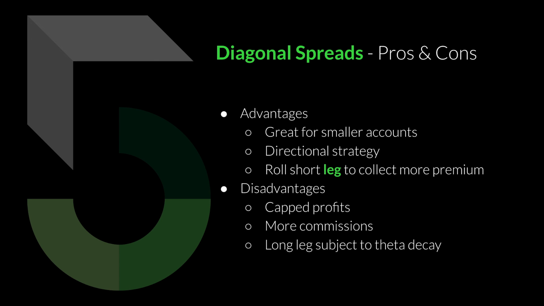So I've been stuck in poor man's covered calls where that long leg simply lost more value than I was able to gain on the premium from the short leg. So that is a disadvantage. It doesn't happen with stocks because theta decay doesn't affect stocks, but it does with options. So that is a disadvantage that I would see with a diagonal spread. So that's it for diagonal spreads.